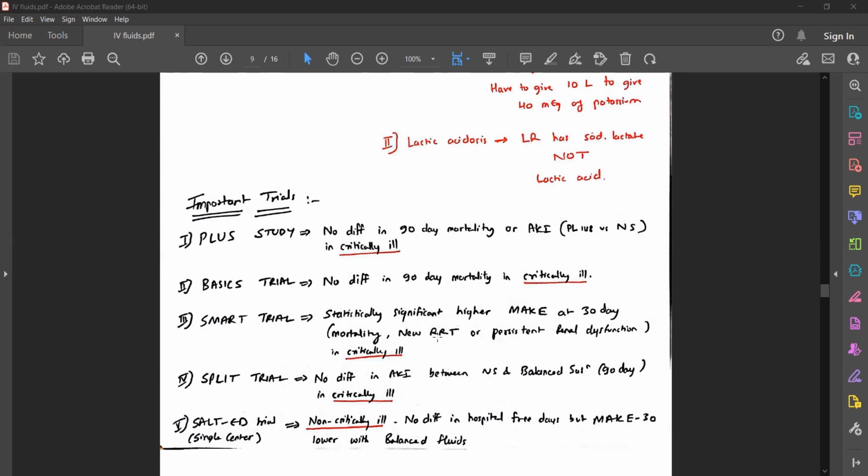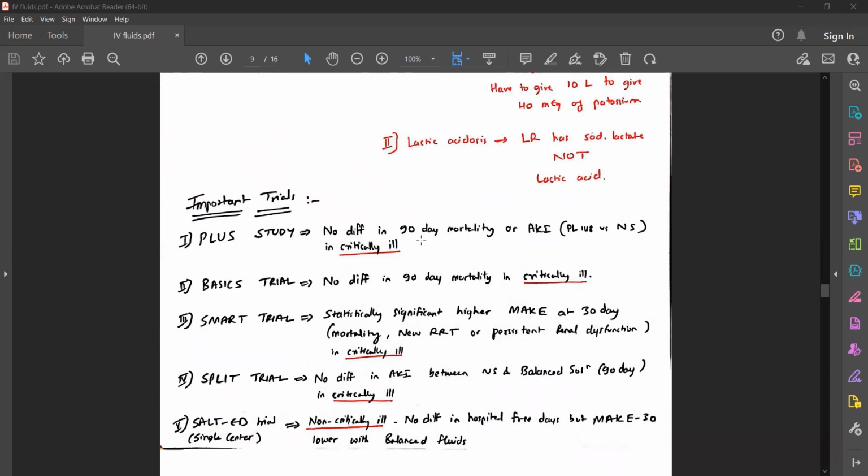And there was higher major adverse kidney events at 30 days with normal saline in the SMART trial. But again, it was a 30-day outcome, whereas the most recent studies, the PLUS trial and BASICS trial, compared the 90-day mortality. Then coming to the SPLIT trial, which also did not show any difference in AKI between normal saline and balanced crystalloid at 90 days in critically ill patients. Then we had the SALT-ED trial, which was done in non-critically ill patients, but it was a single-center trial, and there was no difference in the hospital-free days, but the major adverse kidney events at 30 days was lower with balanced crystalloids.